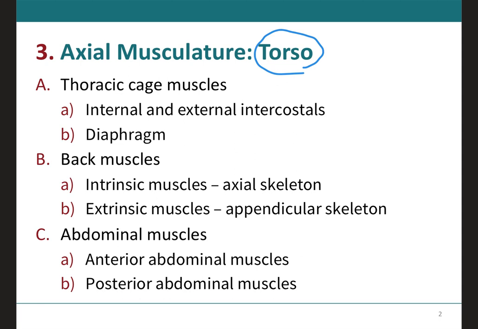But the trunk or torso muscles can be divided into the thoracic cage muscles, which will include internal and external intercostals and the diaphragm. Then we have the back muscles, which are going to be divided into intrinsic and extrinsic muscles. The intrinsic will be part of the axial skeleton, which is what we are going to be talking about, and the extrinsic muscles are part of the appendicular skeleton, and we're going to cover those on the next learning outcome. Then we have the abdominal muscles, which can be either anterior or posterior, and these will have, of course, different functions depending on where they are going to be located.